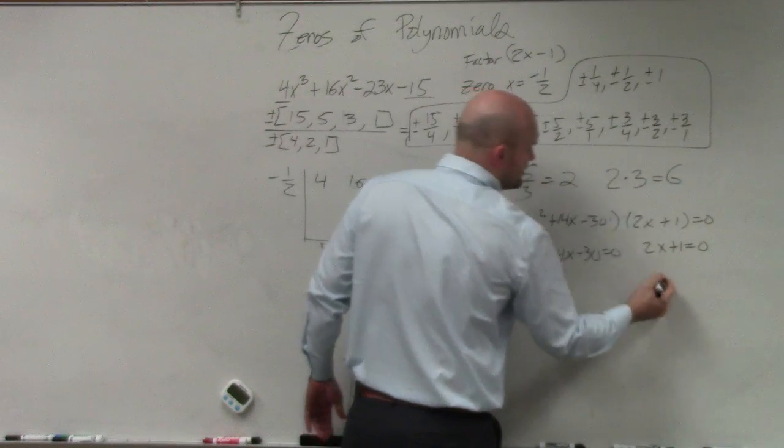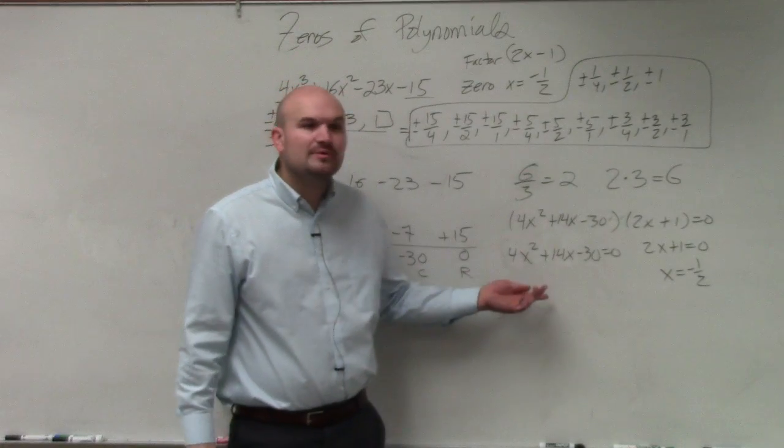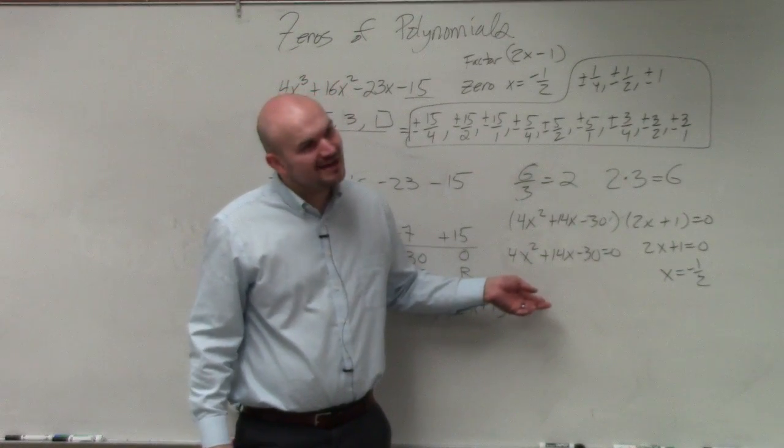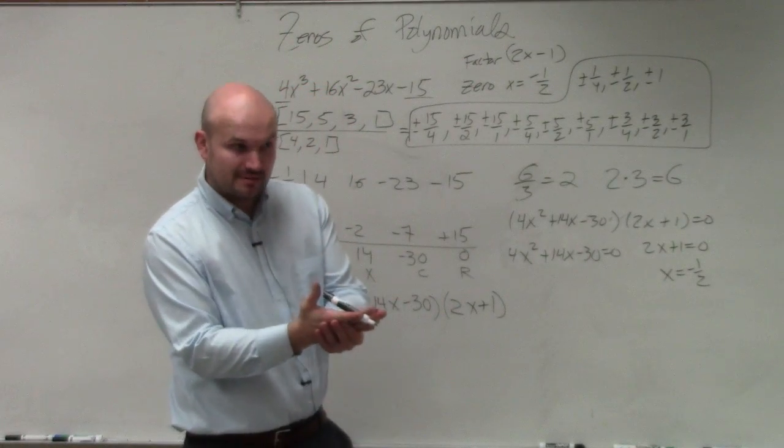Well, we already know what that 0 is. That 0 is x equals negative 1/2. That one's easy. But what do we do here? This is a quadratic. We want to look to factoring. If it's not factorable, you'd want to use the quadratic formula, right?